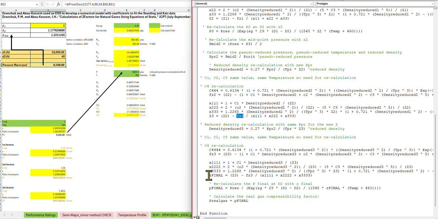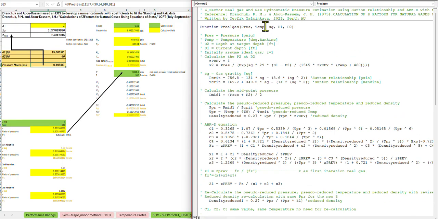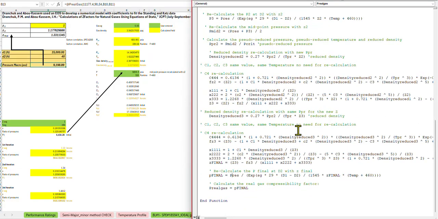And then with that Z4, you use the exponential function that I derived in those equations, using the specific gravity of the gas and the temperature, to come up with the final pressure at depth 2, which we specified over here. I called the function the real gas P final.